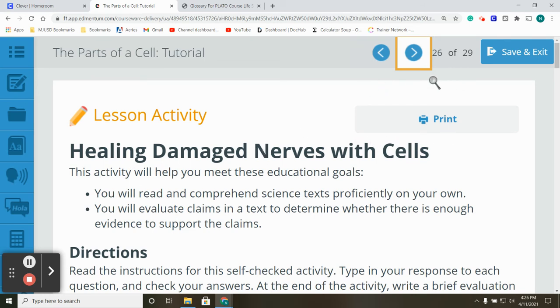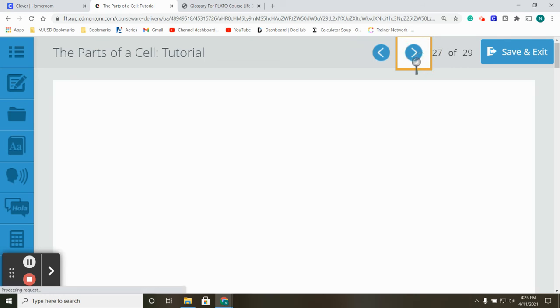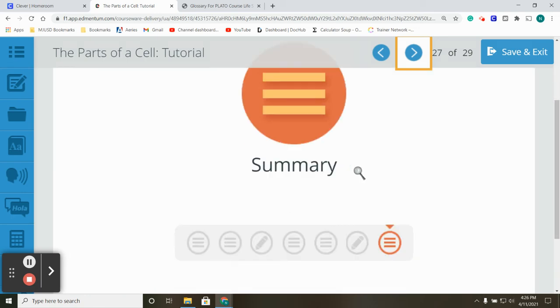Healing damaged nerves with cells, you can do that. Activity. Summary.